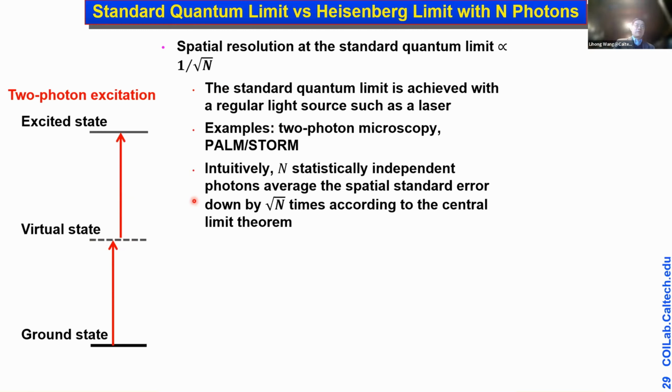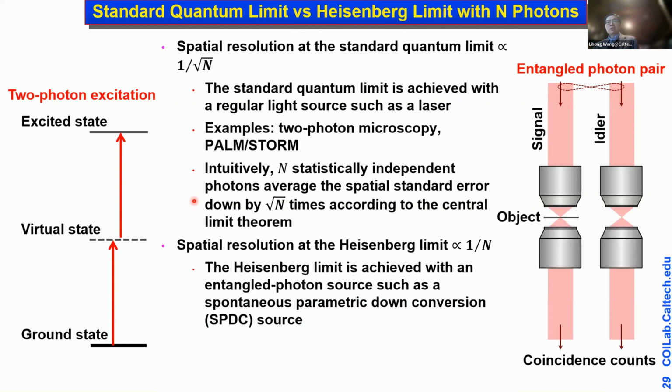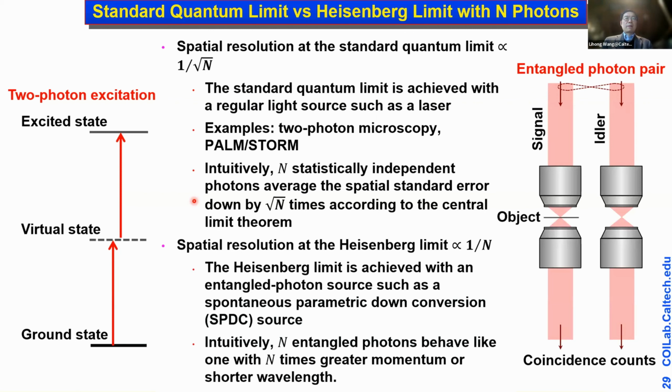From the intuitive perspective, n statistically independent photons average the spatial standard error down by √n, according to the central limit theorem. Now, what's exciting is that in the Heisenberg limit, the spatial resolution scales more efficiently with n directly. The Heisenberg limit is achieved with an entangled photon source, such as an SPDC source. Intuitively, n entangled photons behave like 1 photon, but with n times greater momentum, therefore n times shorter de Broglie wavelength. That means you can achieve a much finer spatial resolution.